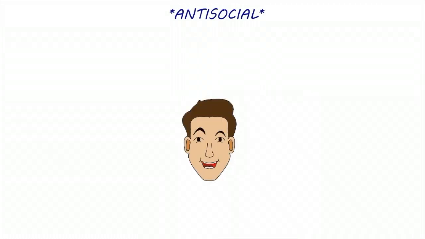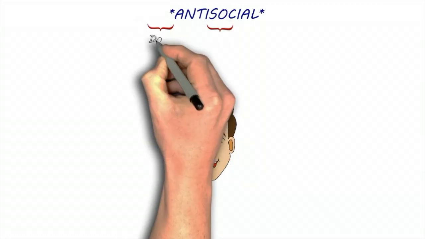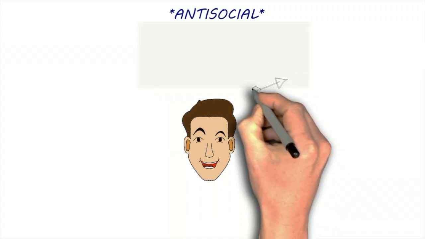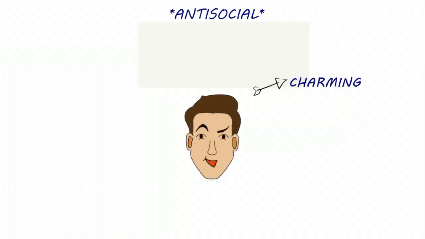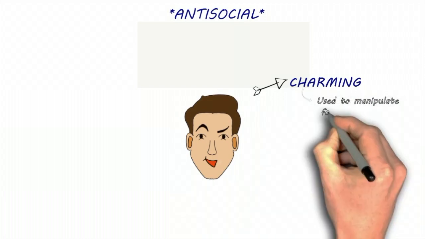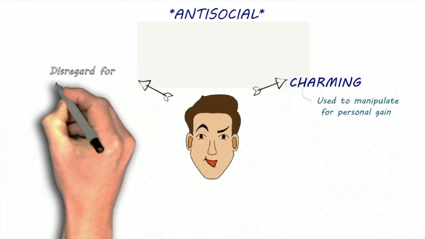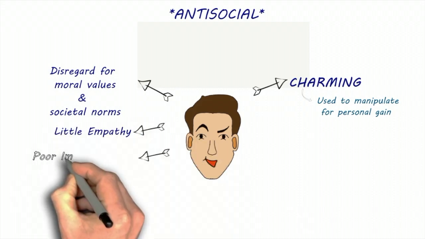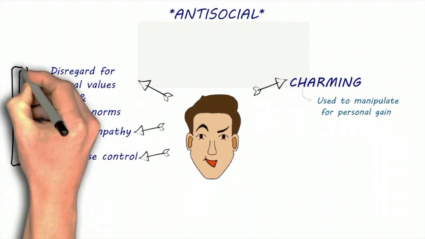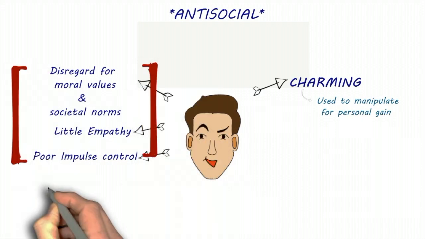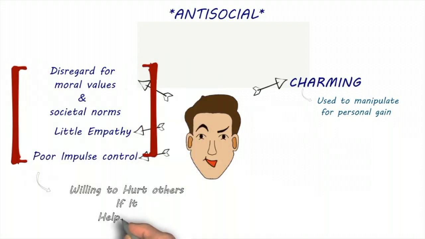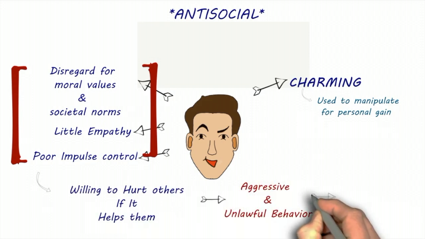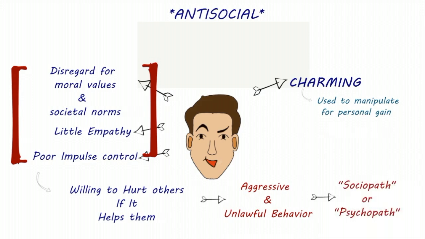Okay, so antisocial personality disorder. This sounds like they don't get along well with others, but in fact, it is the opposite. They can be really charming and often use that to manipulate others for their personal gain. These individuals disregard moral values and societal norms, have little empathy, and poor impulse control. This combination makes them willing to hurt others if it helps them, making them prone to aggressive and unlawful behavior, at times earning the label sociopath or psychopath.